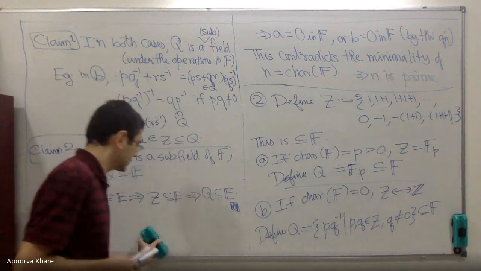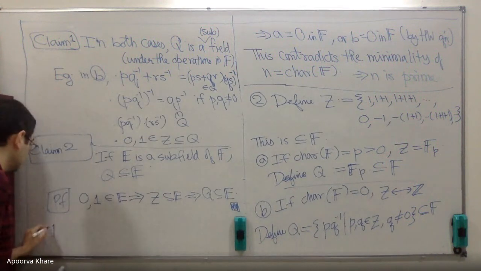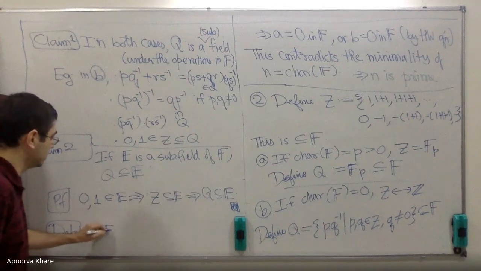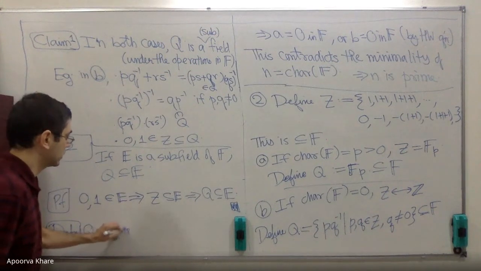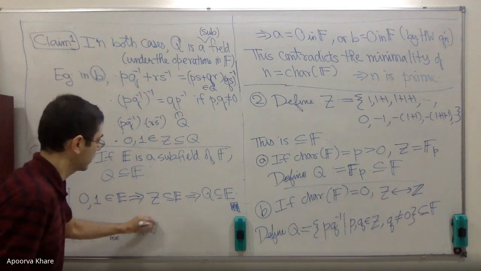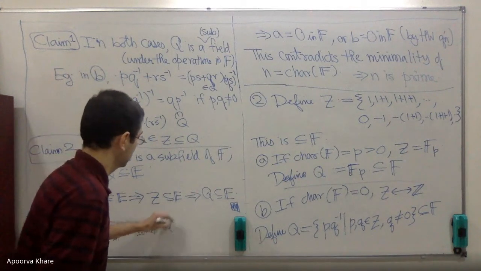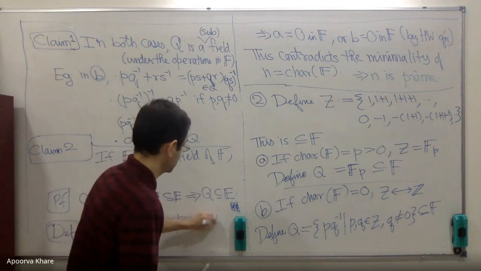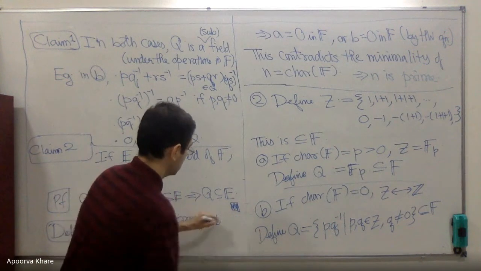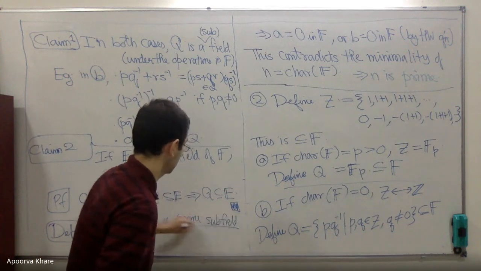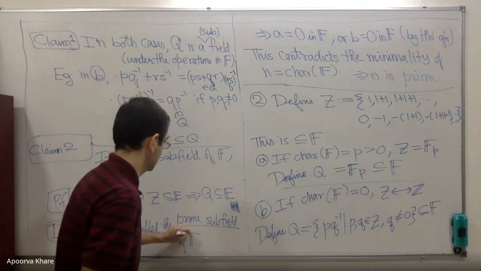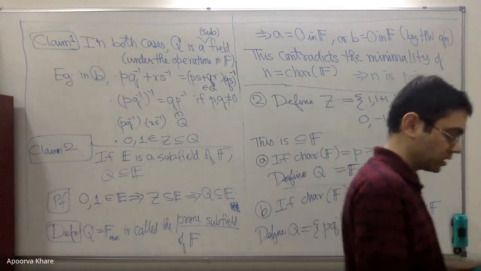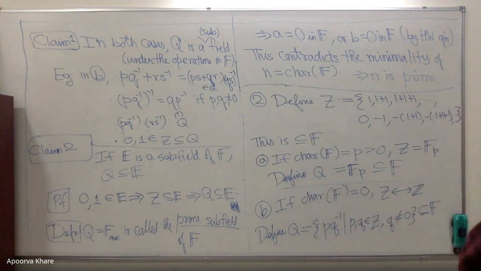And now here is where, as I said, I'll give you the name, the definition. So Q, which is equal to this F min or whatever, is called the prime subfield. Okay, that's the definition. Okay, so that is that.